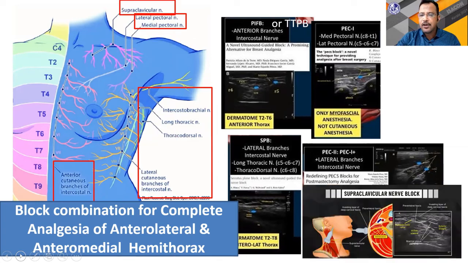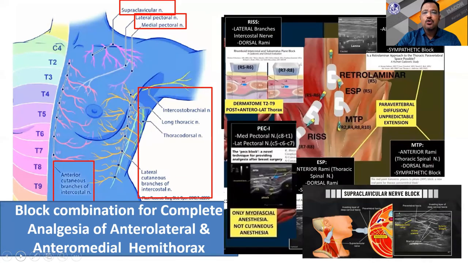And for the supraclavicular nerves, you can go for a supraclavicular nerve block, or you can use any of the posterolateral blocks along with a PEC-1 block to block the medial pectoral nerve and the lateral pectoral nerve, and the supraclavicular nerve block for the skin just below the clavicle.